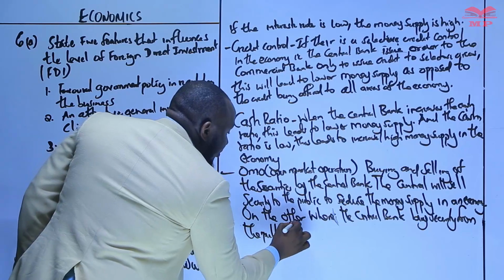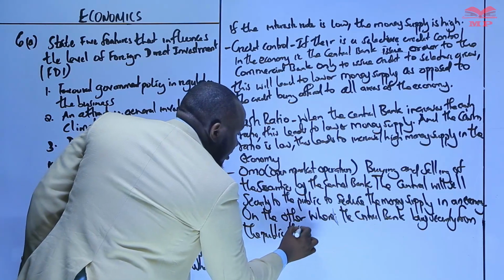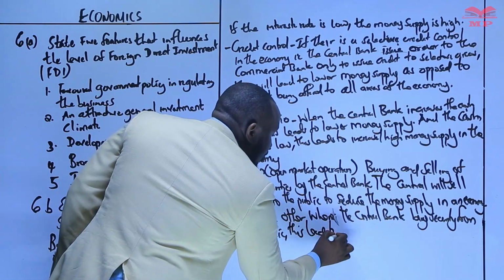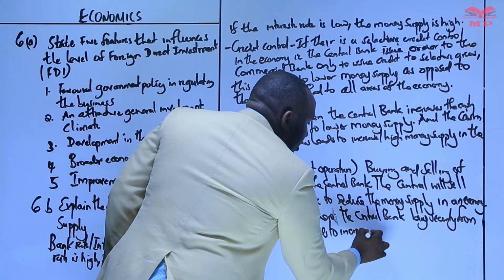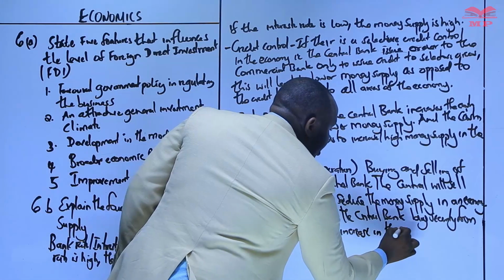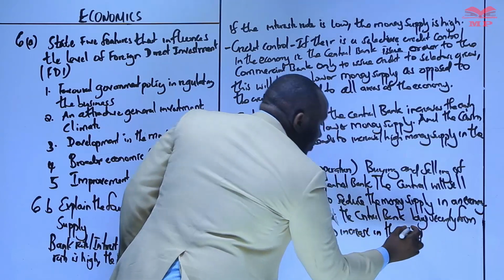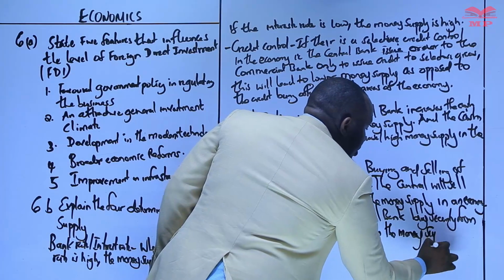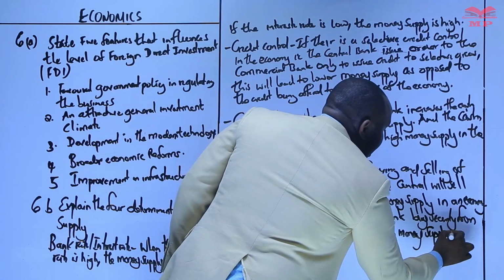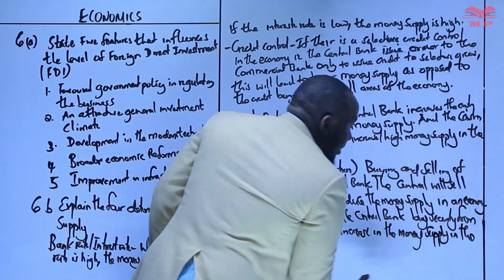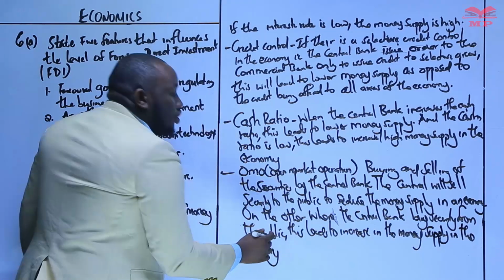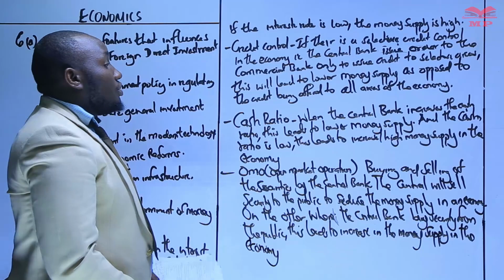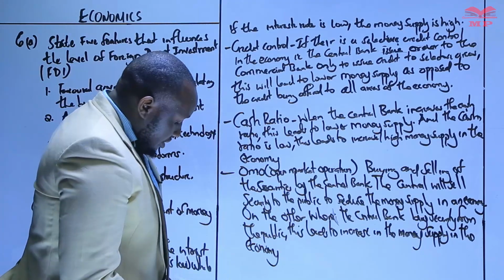On the other hand, when the central bank buys securities from the public, this leads to an increase in the money supply in the economy. That definitely will lead to an increase in money supply in the economy.